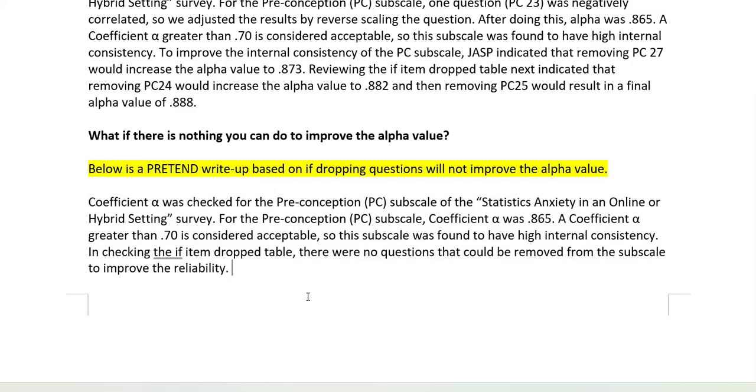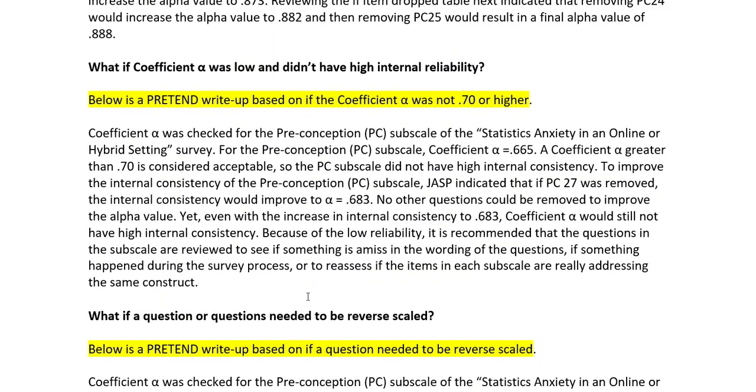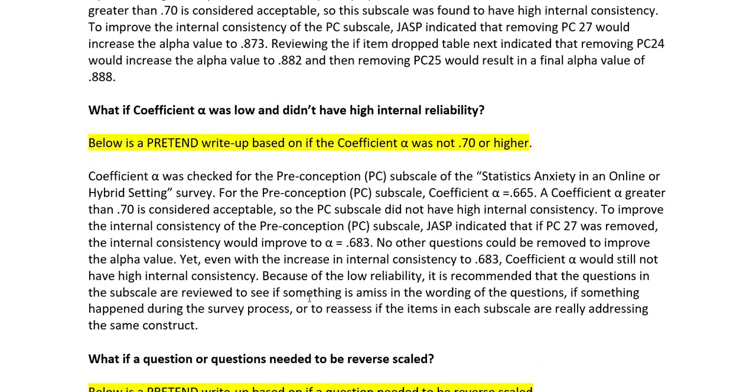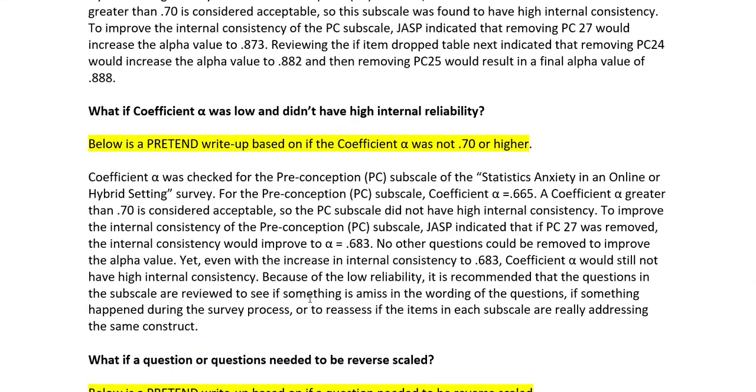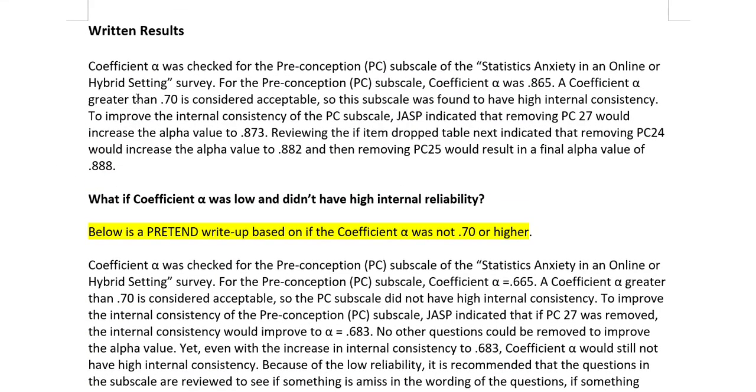But there you go. There are your different example write-ups for those different scenarios, and you might have to mix and match. And if you're looking for the information for this written result, that is in the coefficient alpha example 1 video. I hope this helped, and if you have any questions, let me know.